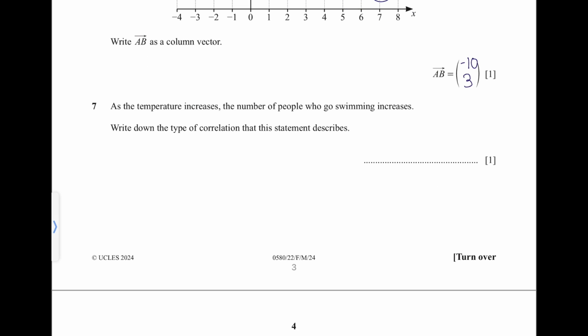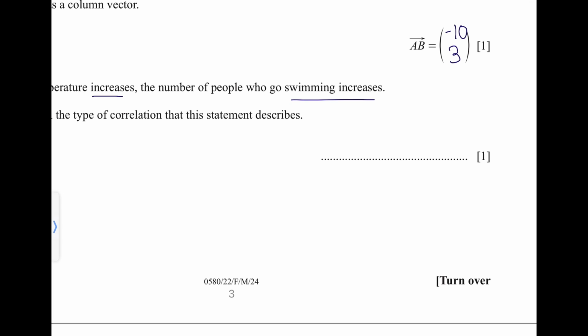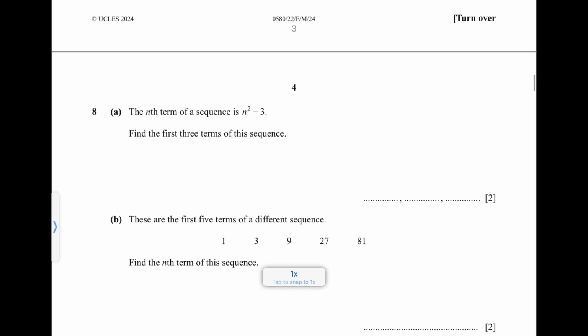The next is, as the temperature increases, the number of people who go swimming increases. Write down the type of correlation. So the graph would be something like this, which states that there should be a positive correlation. Positive correlation.